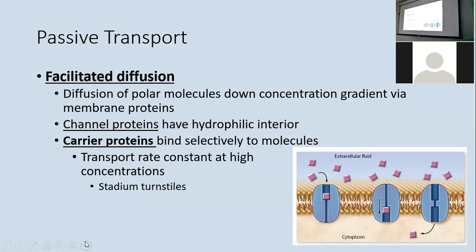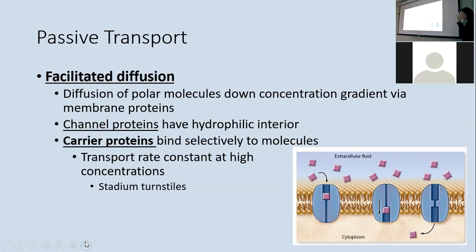Now, the rate of facilitated diffusion for a carrier protein will behave a lot like a channel protein up to a point. The more ions or molecules there are to move, the faster it'll go, to a point. Because this isn't just an open tunnel that things are floating through. This is more like a stadium turnstile.